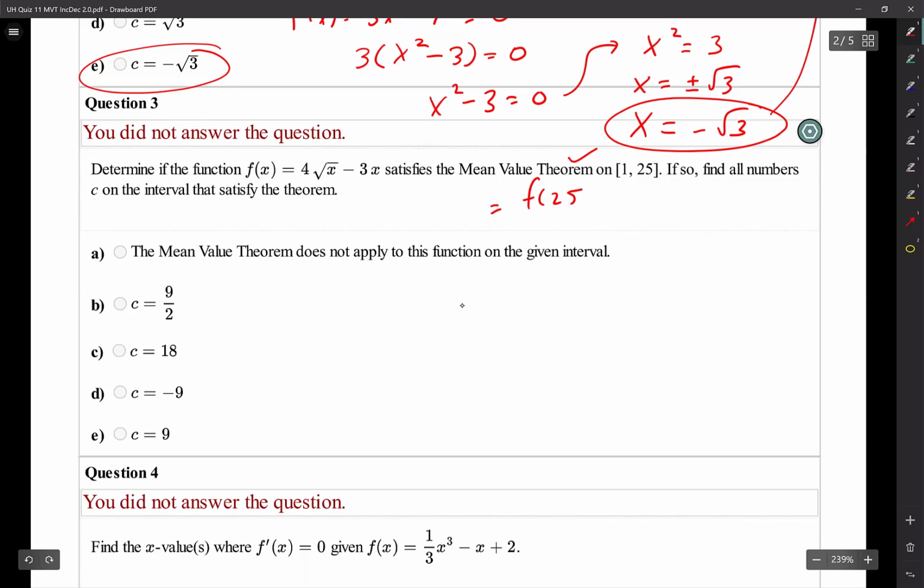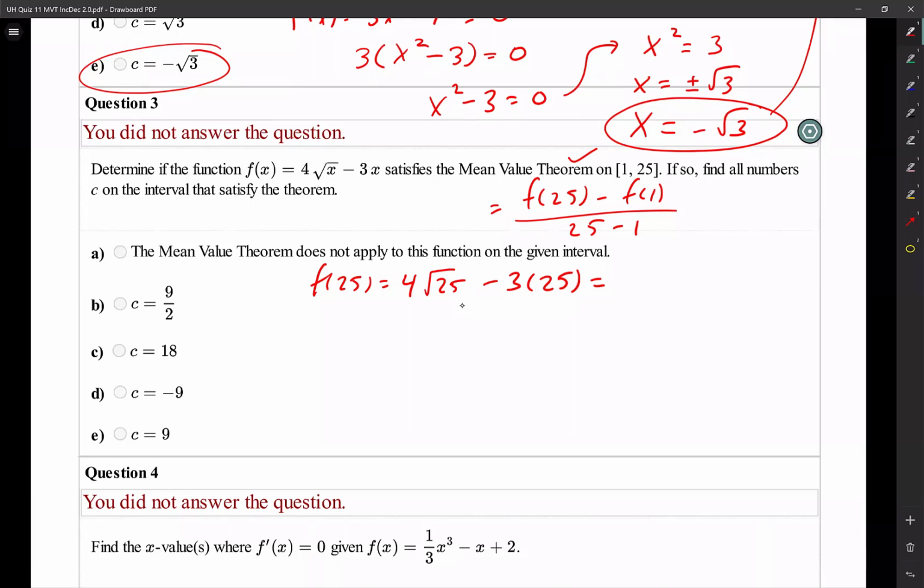Find this, f of 25 minus f of 1 divided by 25 minus 1. It's supposed to be not calculator friendly, where I don't need a calculator, but let's see. f of 25 equals 4 times the square root of 25 minus 3 times 25. Square root of 25 is 5, 4 times 5 is 20. And then if I have 3/4, that's 75 cents. So 7 minus 75... so -55. Okay, so far so good. We haven't used a calculator.